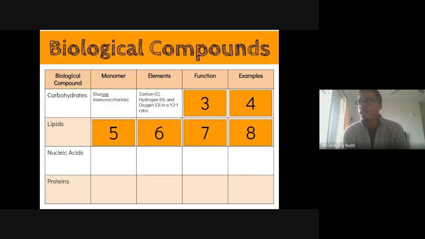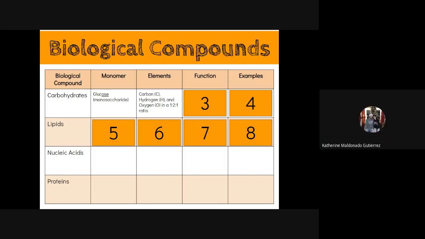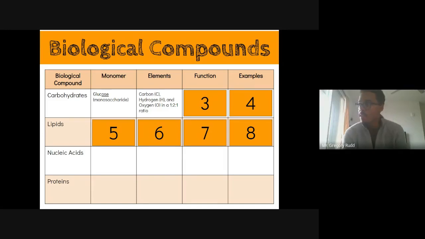Okay, the third box. What is the function of carbohydrates? What do they do? Provide quick energy. Yeah, that's the primary function. That's the one we definitely want to remember. Carbs provide quick energy. And then we'll talk in unit 2 about the fact that they also provide some structure for some specific plant cells or a specific part of plant cells. We'll talk about that in unit 2. But the one you definitely want to remember is the fact that carbs provide quick energy.